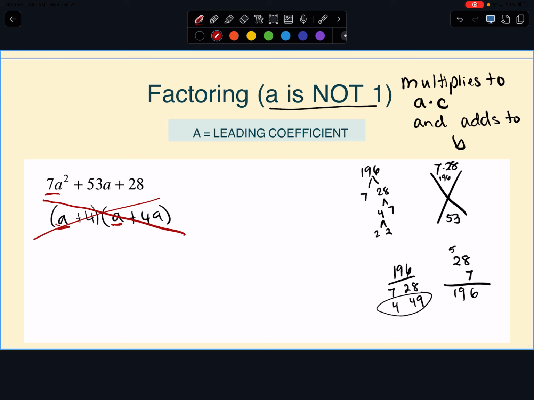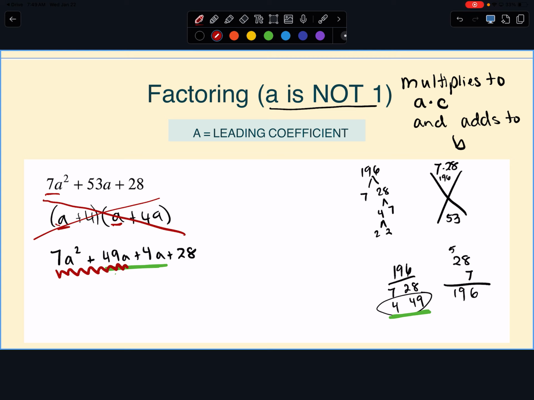So the correct way to go about it is to take the middle term, 53a, and split it into 49a plus 4a. These two numbers come from these two factors. So we're playing the same game, but we're using the results differently. Now what we're going to do is we're going to factor by grouping.